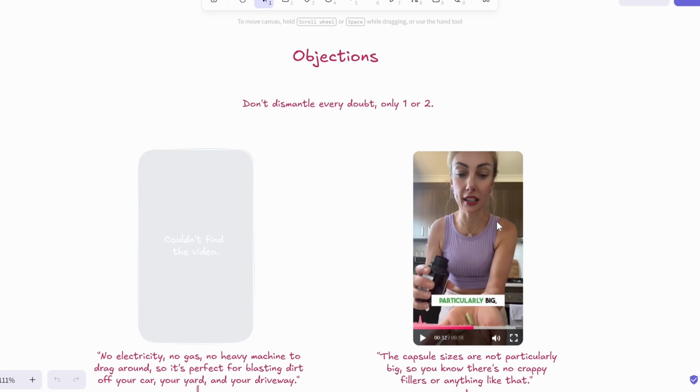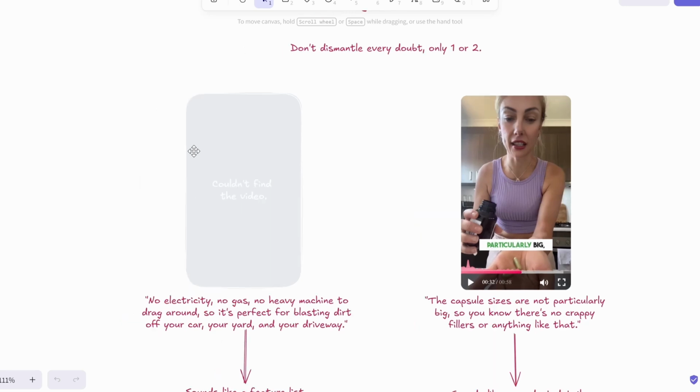The doubts so deeply ingrained in your target viewer that they'll quietly kill your purchase even after everything else has landed. Those ones need to be addressed. And here's what's interesting though. The best ads never look like they are handling objections at all.